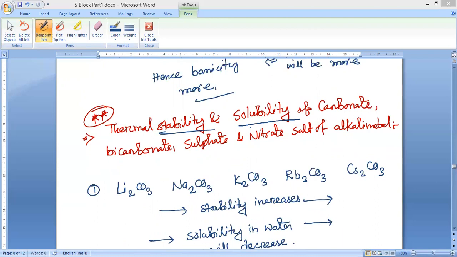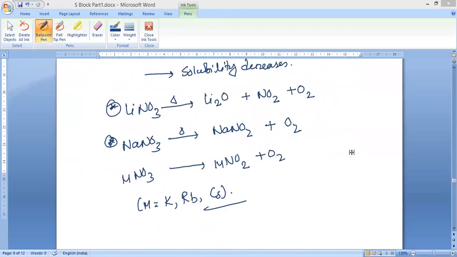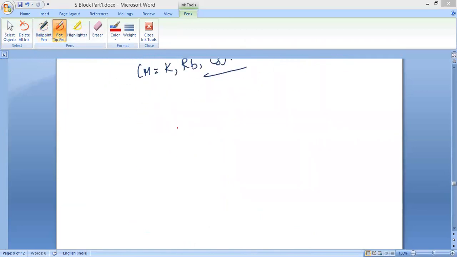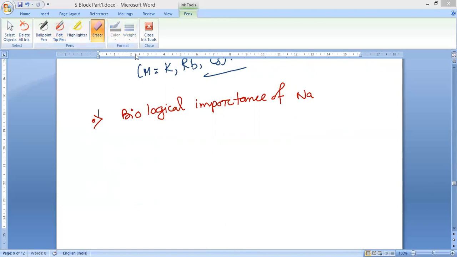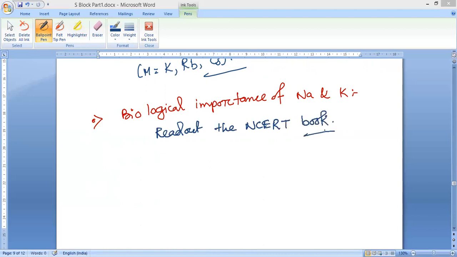Okay, now one important topic, biological importance. Biological importance of sodium and potassium. This is not very difficult. You just read out the NCERT book for this topic. Read out the NCERT book. That will be enough for your entrance as well as class test. Okay.